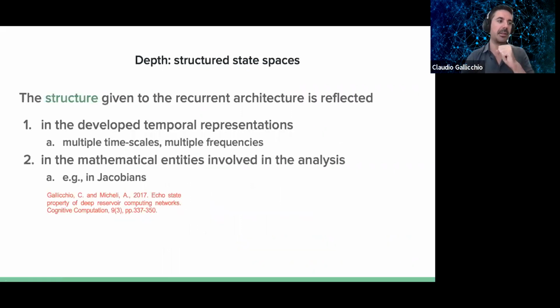And the cool aspect is that when we give this kind of structure to the architecture, we are even simplifying it, because we are making it more sparse compared to a fully connected layer. But we are giving a structure to the architecture, and this structure is automatically reflected in the quality of the temporal representation. So you can have some computational power for free, okay?